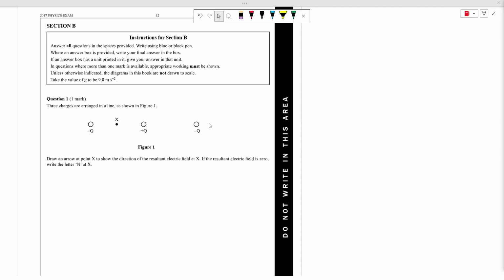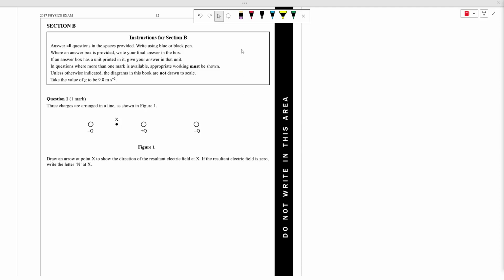Let's begin. Question 1. Three charges are arranged in a line as shown in figure 1. So here we've got negative charge, positive charge, negative charge. Draw an arrow at point X to show the direction of the resultant electric field at X. If the resultant electric field is 0, write the letter N at X.